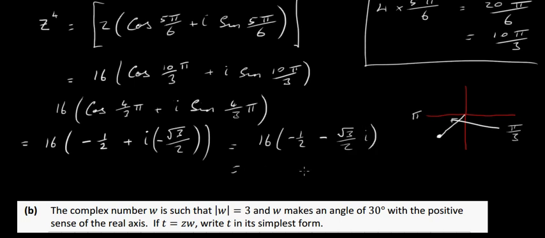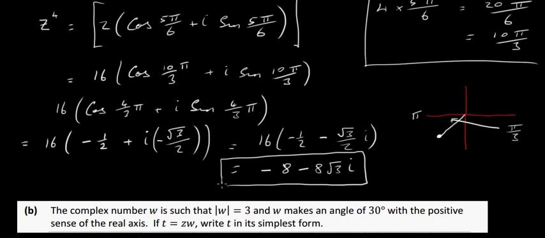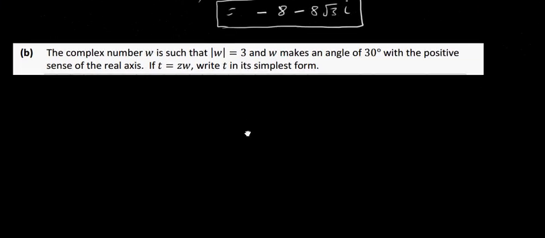And when you multiply that out, minus 16 times a half is just minus 8, and then we'll end up with minus 8 root 3 i. So this is our final answer, and this is in the form a plus b root c times i. So that's it really. This is our final answer here. Okay, so let's move on to the next question then.